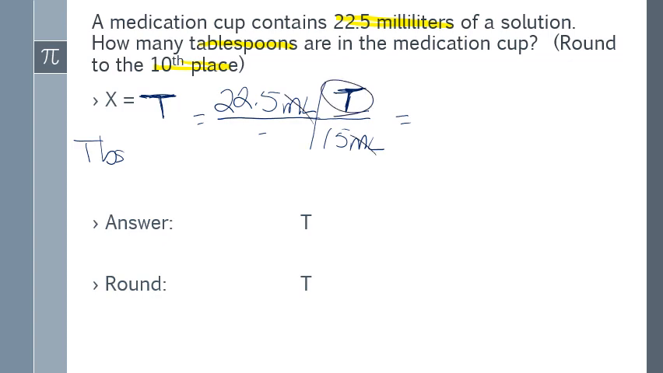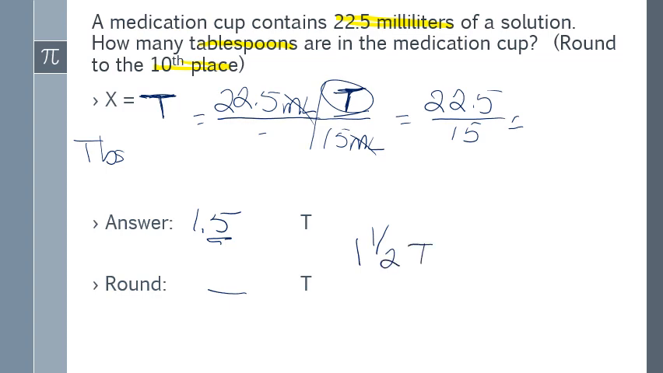And as you practice, you'll start to learn these, and they'll be almost instinctual. Now you can do your math. And what you will be left with is 1.5 tablespoons. We don't need to round because we're already in the 10th placeholder, but I want you to know that you can write either 1.5 or 1 1/2. Both of those answers would be acceptable.